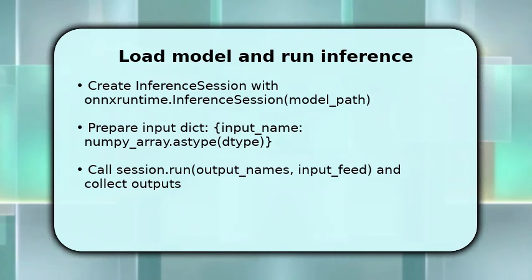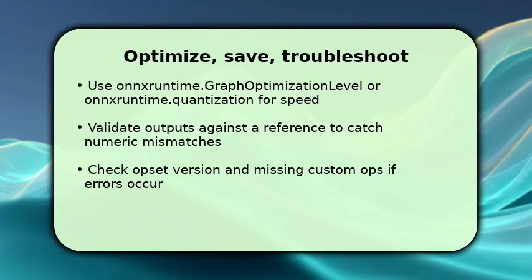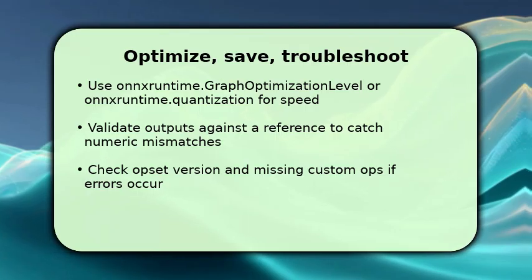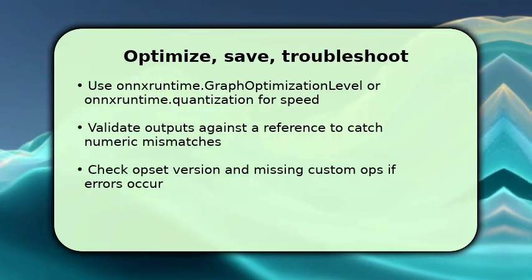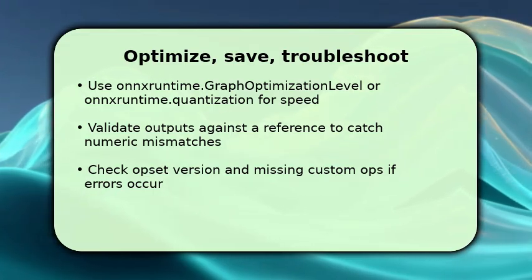You finish by optimizing and validating the pipeline so it's production-ready. Apply session options for graph optimization or convert with quantization if latency matters. Then run a few test cases and compare outputs to your original framework to ensure numeric parity.